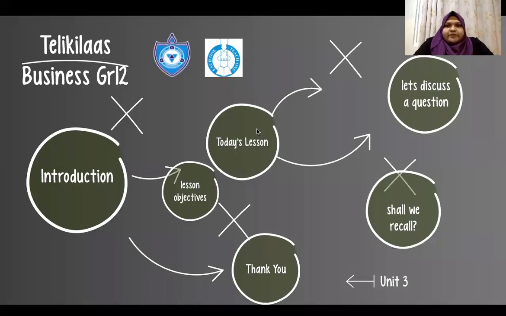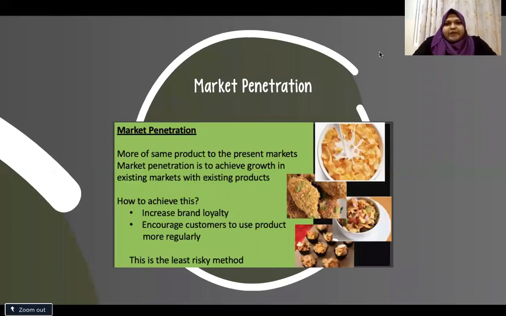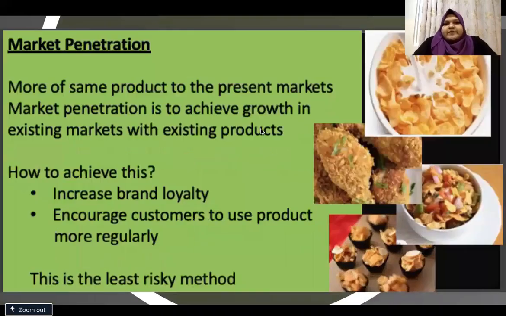Now let's have a look at market penetration. Market penetration is more of the same product to the present markets. It is to achieve growth in the existing market with existing products. How do companies achieve this? One way is to increase brand loyalty, making sure the brand is very well known to customers, so they become permanent customers or repeat purchasers, so they always buy the product. Another way is to encourage customers to use the product more regularly. As you can see in this picture, it's about cornflakes.